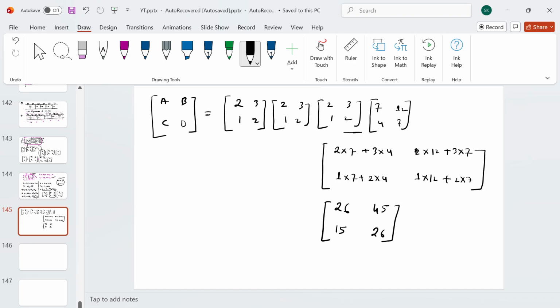26. So 26 square minus 15 into 45. Yeah, again, so this is the thing that we are getting. So you have to put this value here. So I'm just showing the result here. So here I have to represent 26, 45. Whatever matrix you are getting, this is representing a symmetrical reciprocal network.